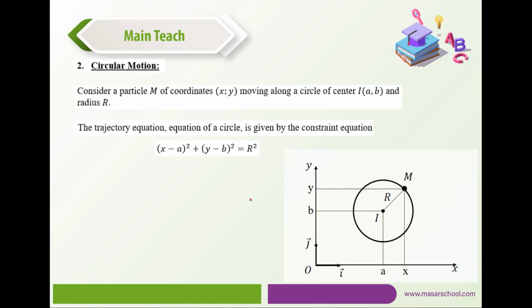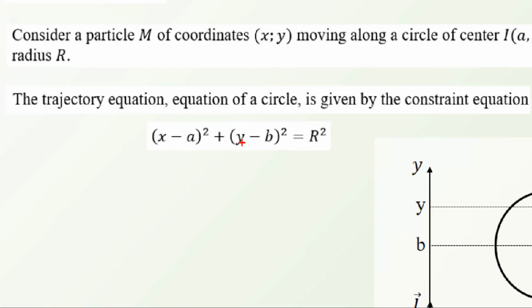The trajectory equation, or equation of a circle, is given by the constraint equation. So this is the equation of the circle. X and y are variables and they represent the position of the moving particle m. A would represent the abscissa, or the horizontal position of the center, b would represent the ordinate, or the vertical position of the center, and r would be the radius.